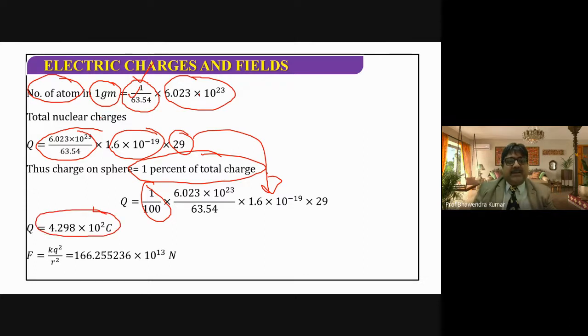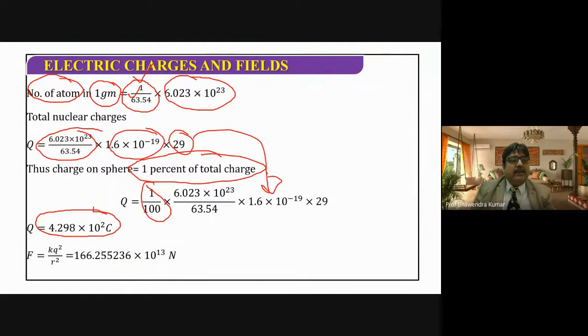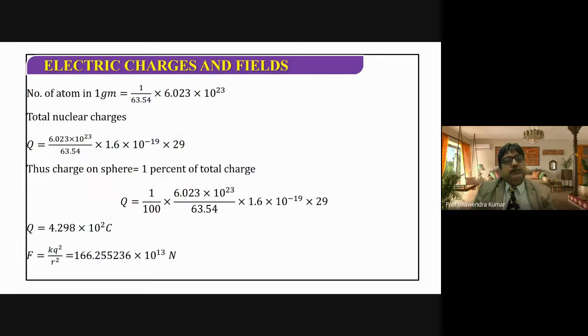The question says that the separation between the two charges is 1 meter. So in the formula kq squared by r squared, r squared becomes 1. K is 9 into 10 power 9, and q squared will be something like 16 into 10 power 4, right? That will be approximately 166.255 into 10 power 13. What is difficult in this?